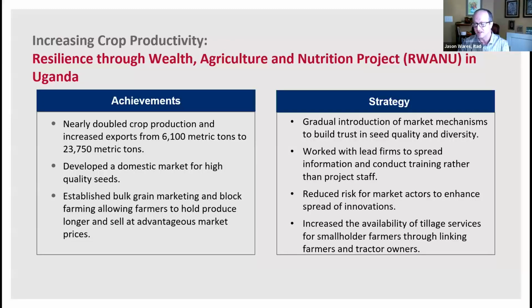Rwanda used incentive systems like this to accomplish other objectives also, like bringing farmers, tractor owners, and credit providers together to increase tillage acreage. They also increased block farming, which increased the quality of crops and the price that farmers were able to get at market. You can see some of the impressive achievements of Rwanda's results here.